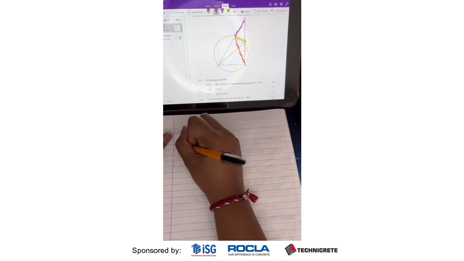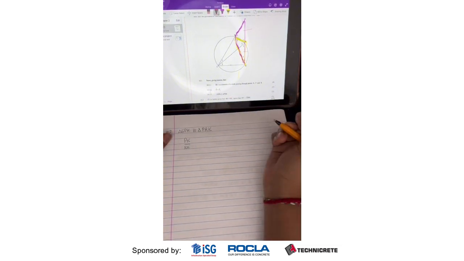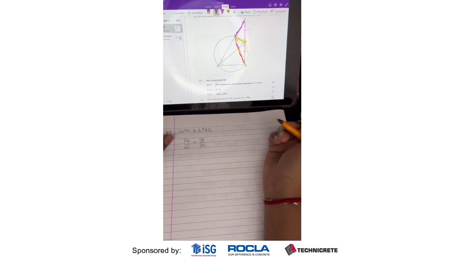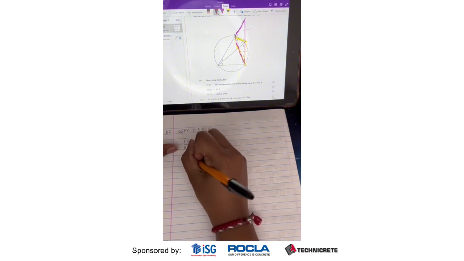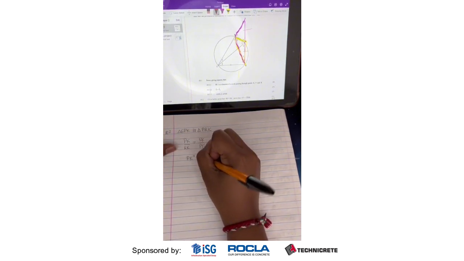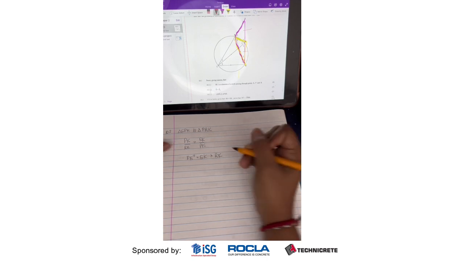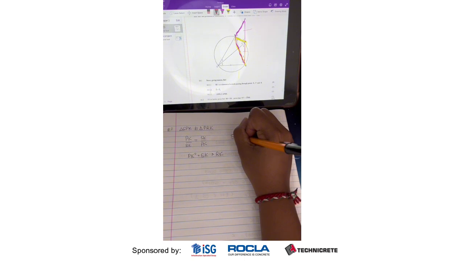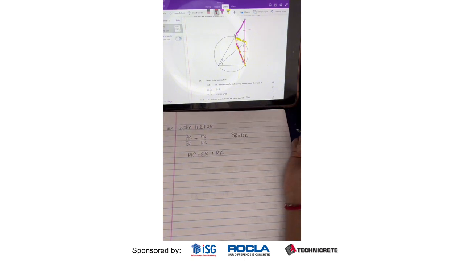Therefore, PK over RK is equal to SK over PK. And if we cross multiply, that's going to give me PK squared is equal to SK times RK. Because they have told me that SR, what have they given me? That SR is equal to RK. Now, let's work with the only thing that we need to work with now. So we need to look at this triangle. Okay.